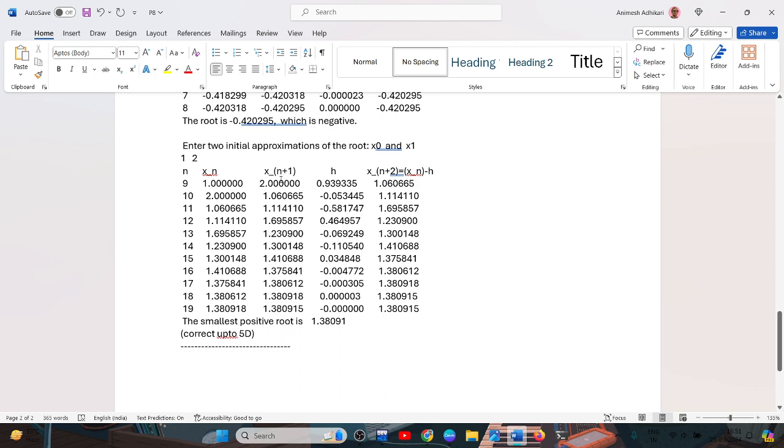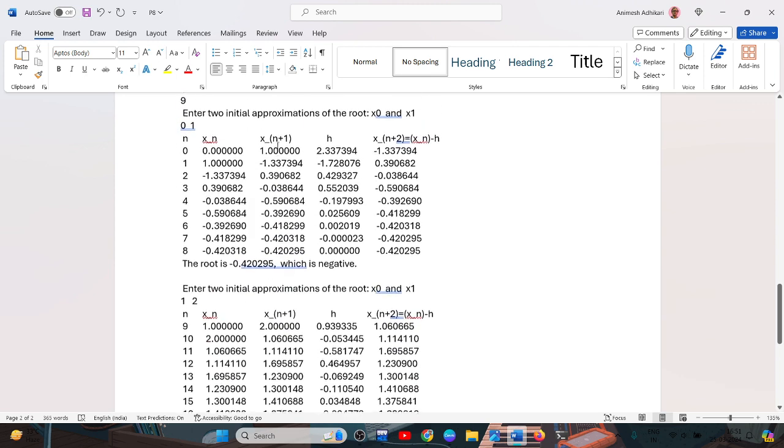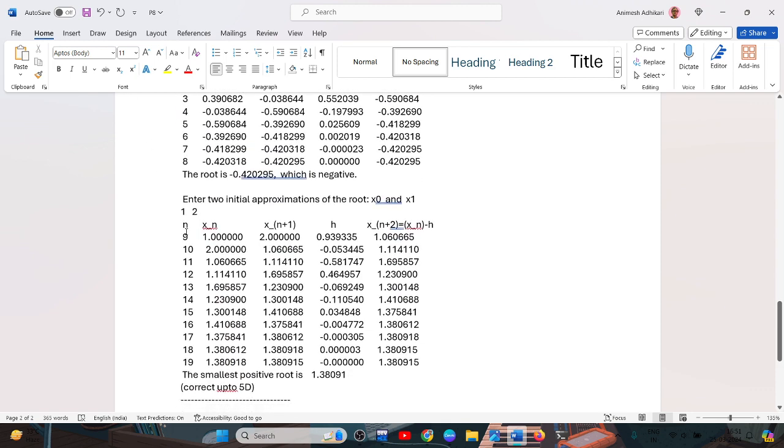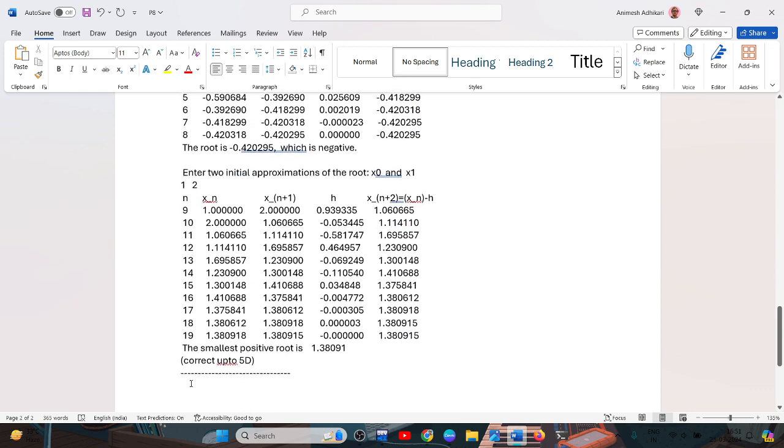The value of x(n+1) uses h, and the value of x(n+2) is x(n) minus h. In this run the step counter goes from 0 to 8, and again here the step counter goes from 9 to 19. So from the beginning it is 0, and this is step counter 19. You can change this by some rectification of this program.